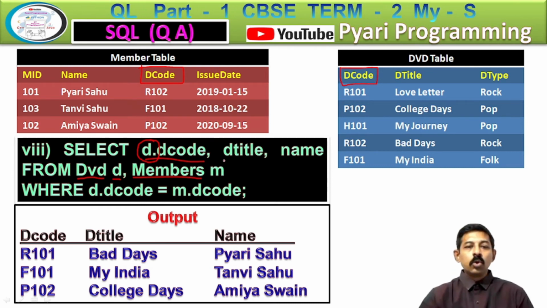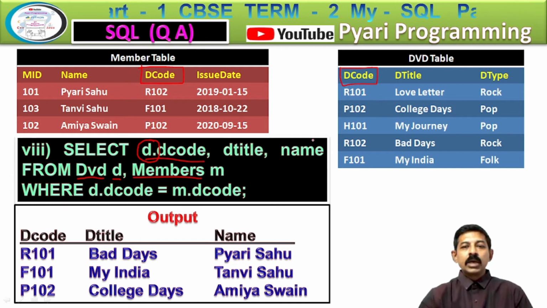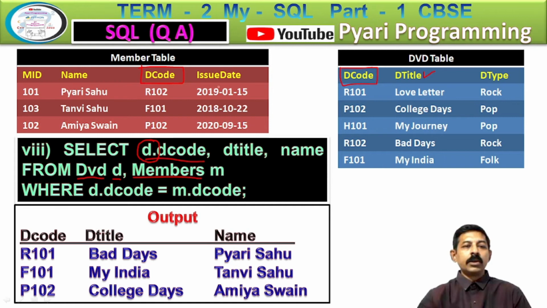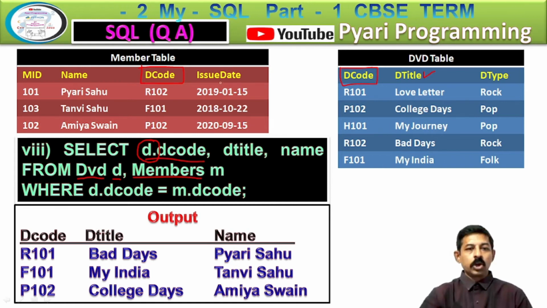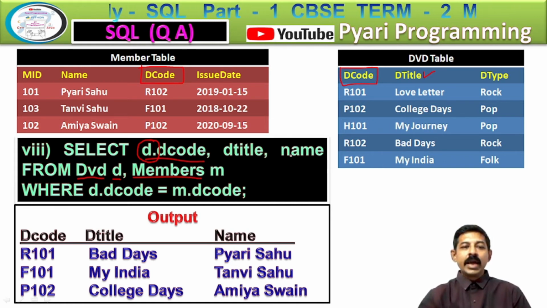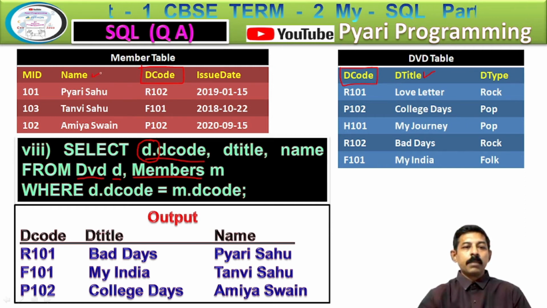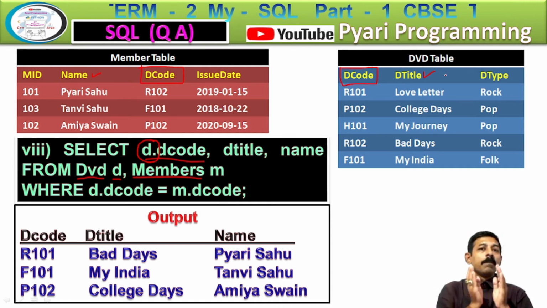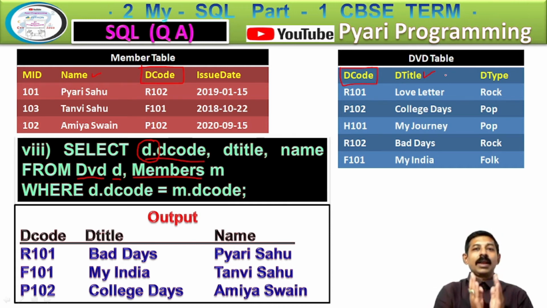And you look at this, D title is available only in your DVD table, not available in your members table. So that's why it is not required. Now the next one is name. Name is only available in your members table. Look at this, members, not available in your DVD table. That's why we don't need any preceding table name or alias.